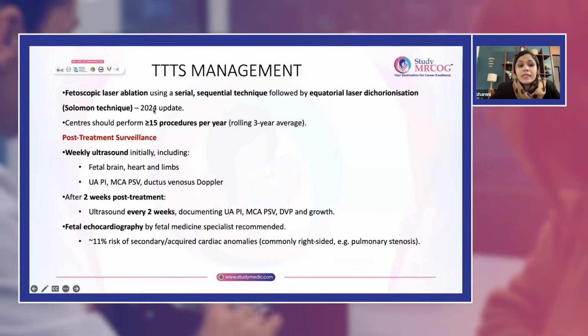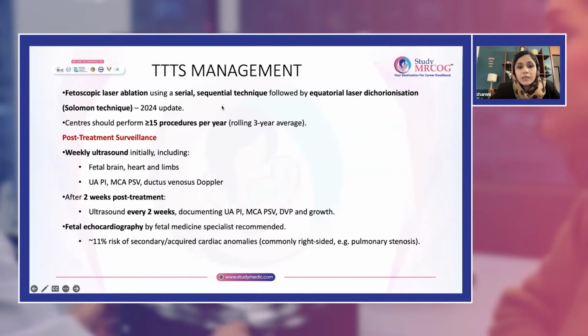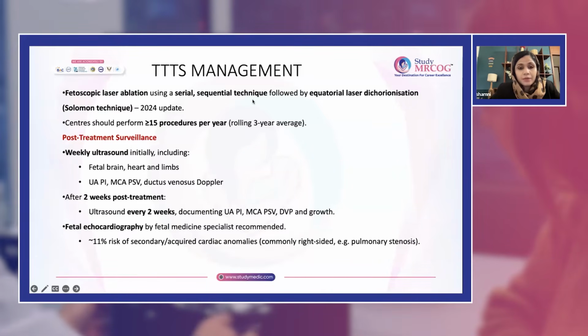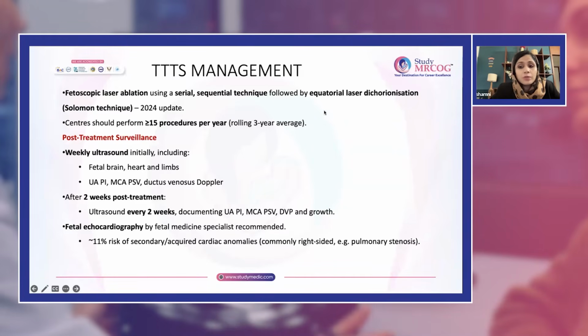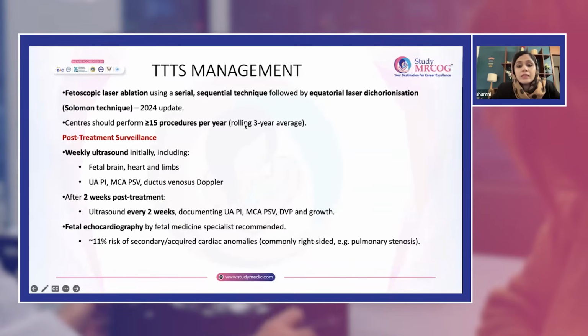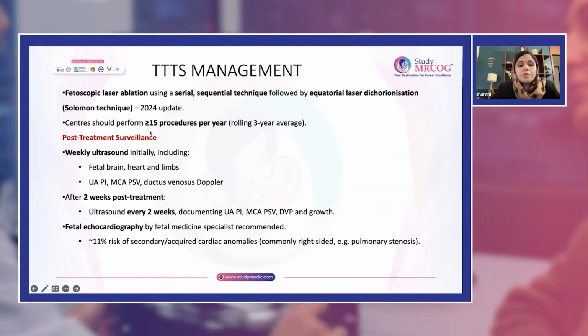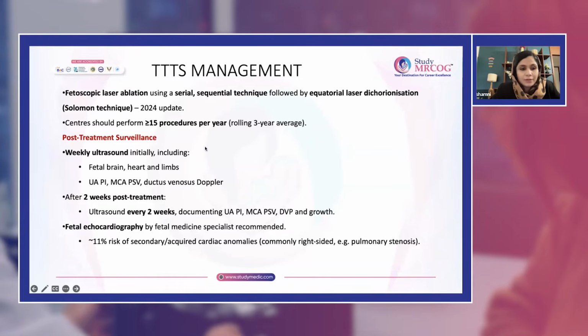So the technique is very important. The fetoscopic laser ablation technique, you have to remember these terms. That is, it is done using serial sequential technique. Then after that, equatorial laser dichorionization should be there. So remember these terms, and it is called the Solomon technique. And the center should be performing more than or equal to 15 procedures per year, rolling for a 3-year average.